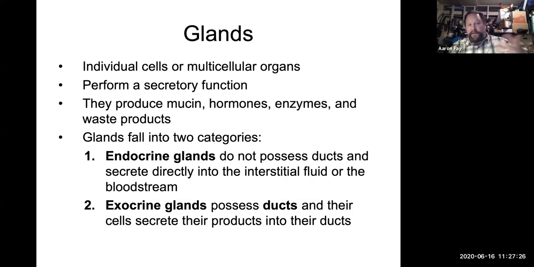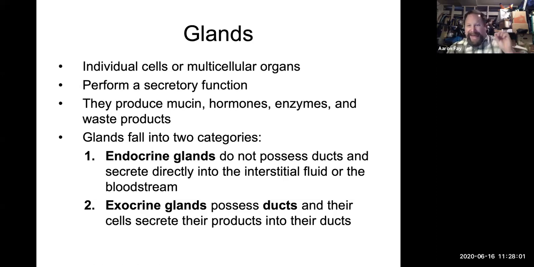They can do things like produce mucin. Mucin is a glycoprotein that, when mixed with water, becomes mucus. So the cell makes mucin, mixes with water, becomes mucus. Glands release things like hormones, antidiuretic hormone, testosterone, all that kind of stuff. Glands can produce enzymes. Salivary glands produce salivary amylase and help break down starch. And they can also produce other types of waste products. Two basic classifications of glands: we have endocrine glands, and we have exocrine glands.